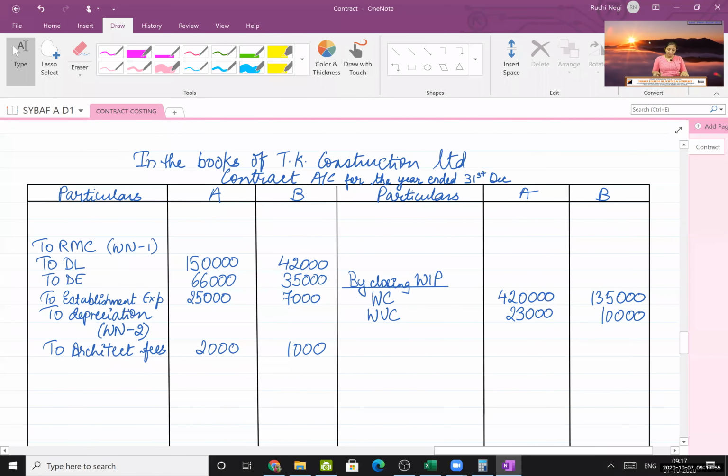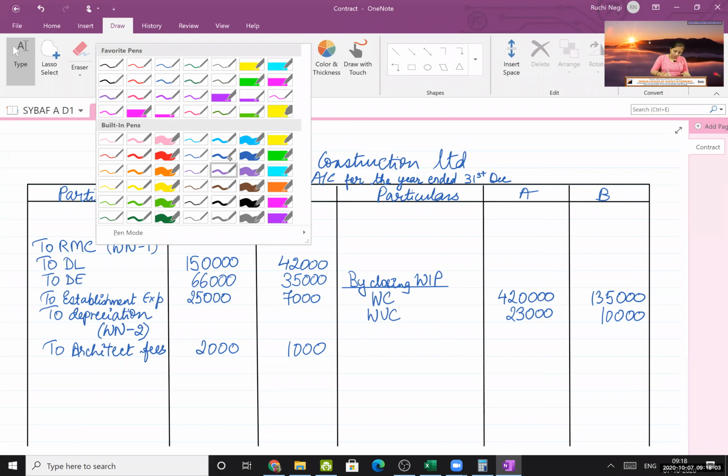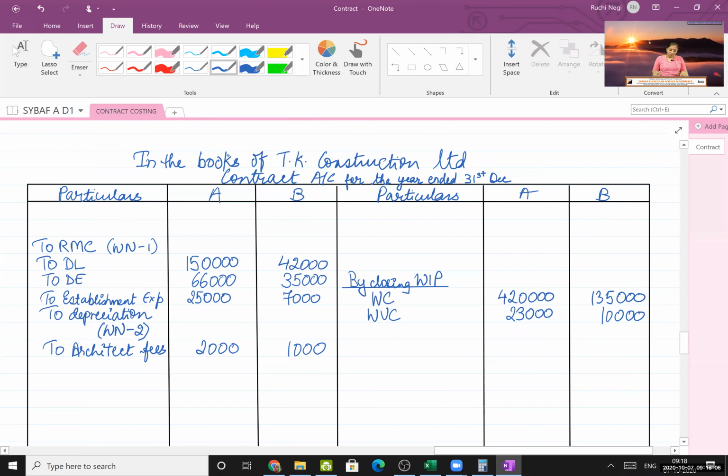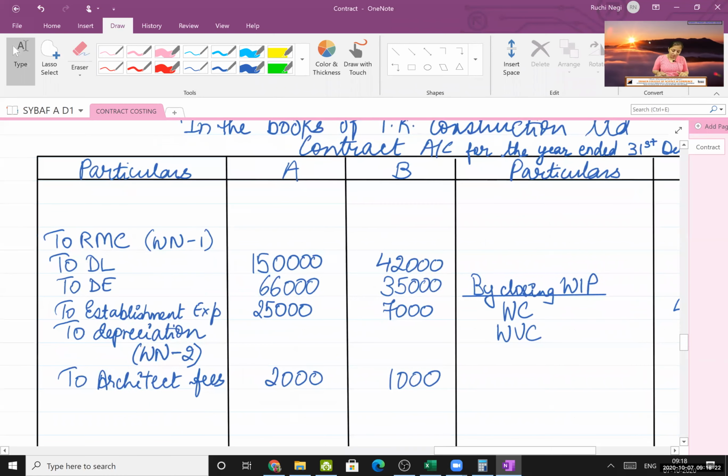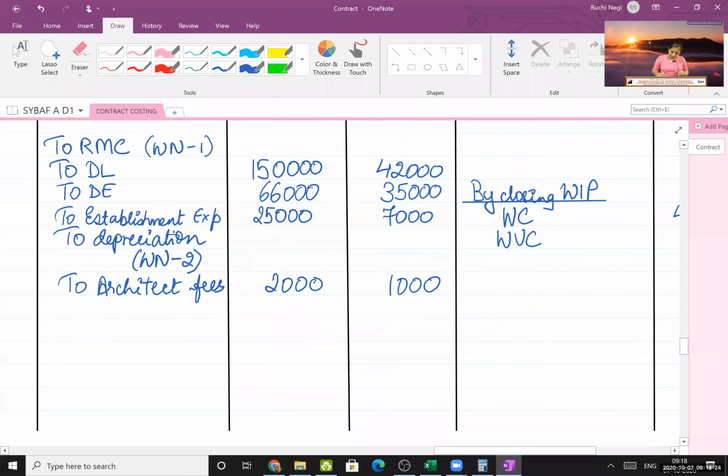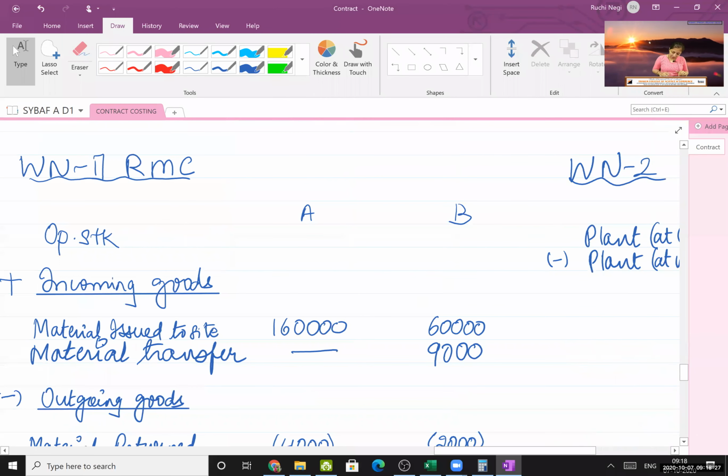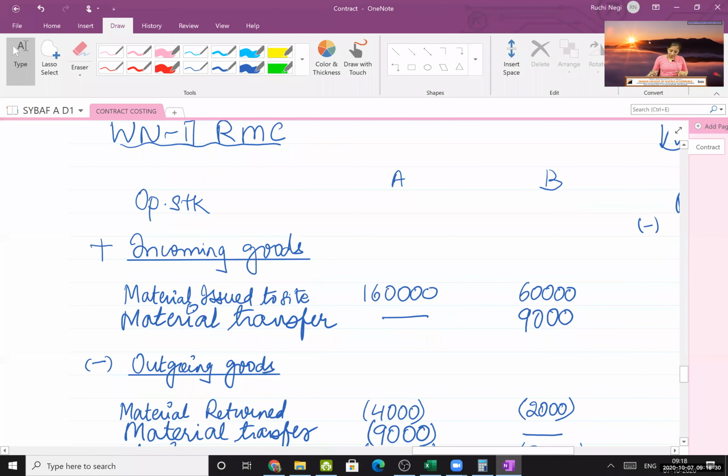Prepare this. Particulars A B. I told you always make a habit of leaving first two lines for opening balances, because in some sums it is given, so I can transfer it then easily. Raw material consumed. So for that I need to do a working note. So down the working note, working note number 1. Raw material consumed.